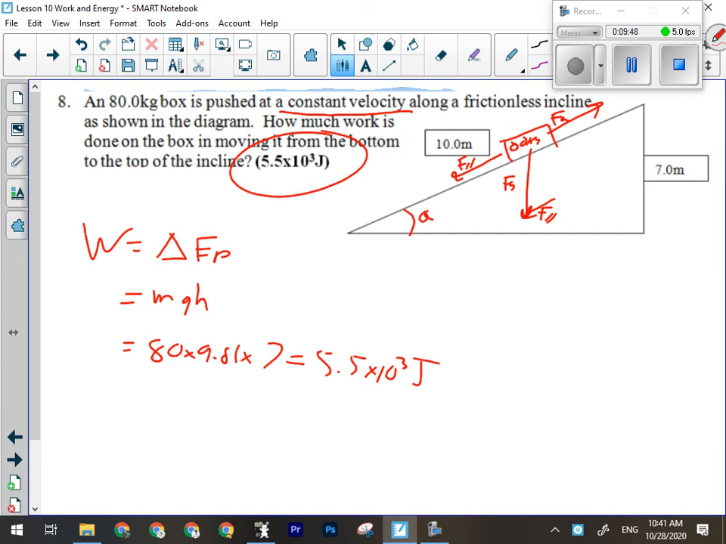Way more work. And I'm not saying it's not going to get you the right answer. It is, and it's a perfectly valid way to do it. But it's a lot more work. And I'm all about making your lives simpler and saving you time. So the work energy theorem is definitely going to be quicker on a question like this.